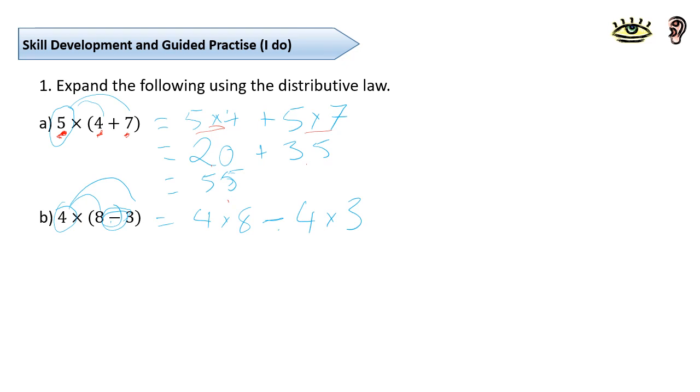Well, it makes sense that we're going to subtract. So let's work this problem out. 4 times 8 is 32. Take away 4 times 3, which is 12. Okay, final step, 32 take 12, 20. Happy days.